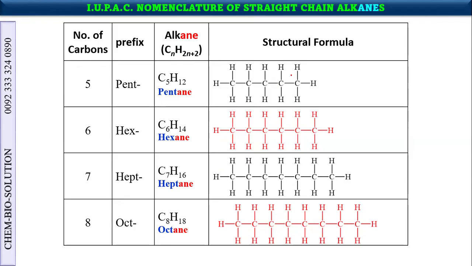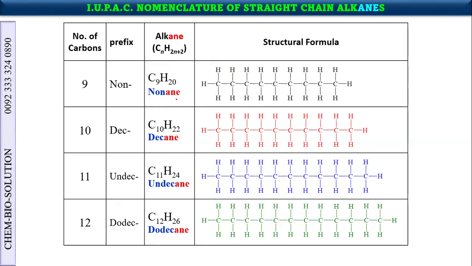And similarly, you can see it everywhere. So this is CnH2n+2 for all the alkanes: 5 carbon pentane, 6 carbon hexane, heptane, octane. We have drawn all the straight chain carbon atoms, straight chain hydrocarbons. Similarly, nonane, decane, undecane, dodecane.